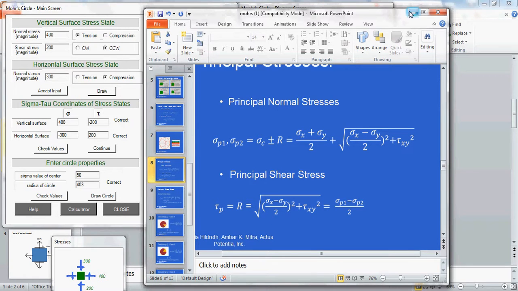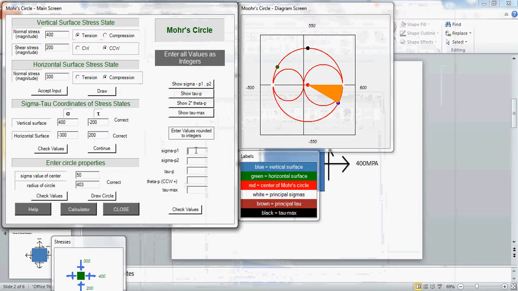So using those equations, you should find that your sigma P1 is 453, P2 is negative 353, a tau P, it's just directly up 1 radius, it's the same value as the radius, 403. That means tau max is also the same, so it's also 403.